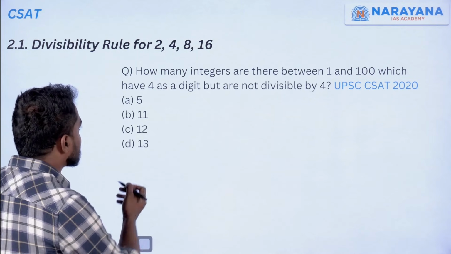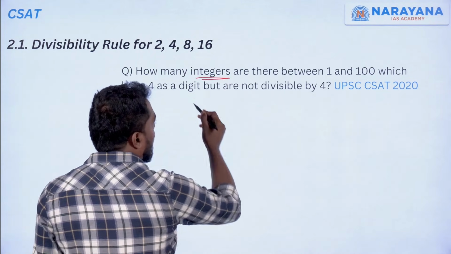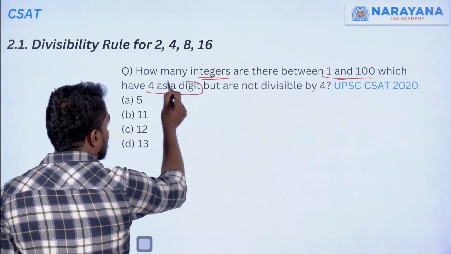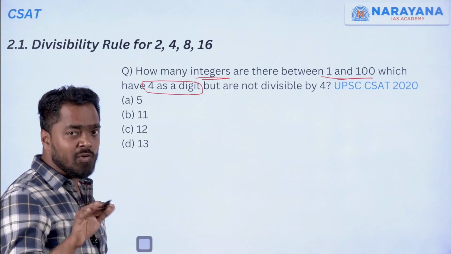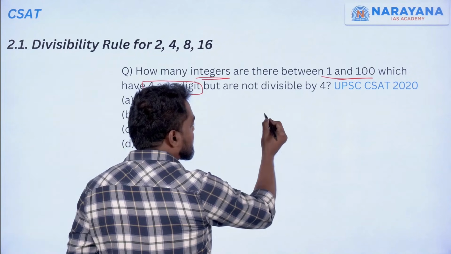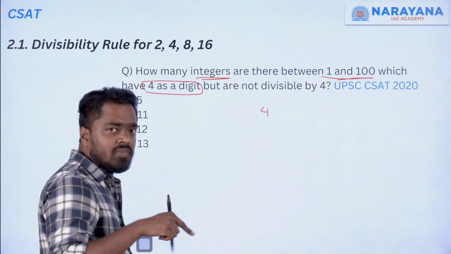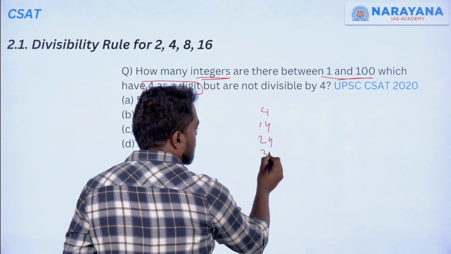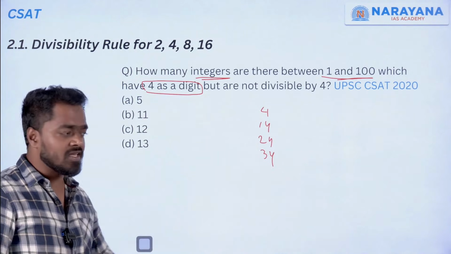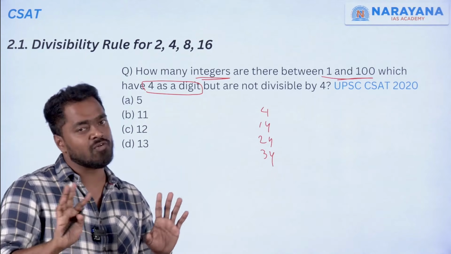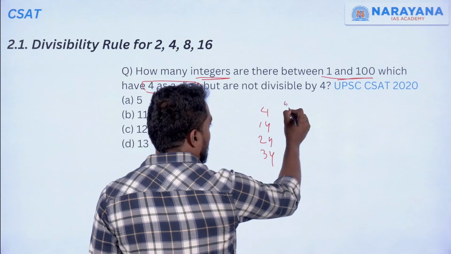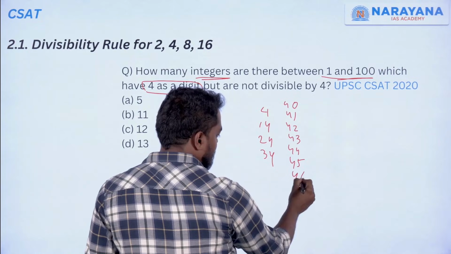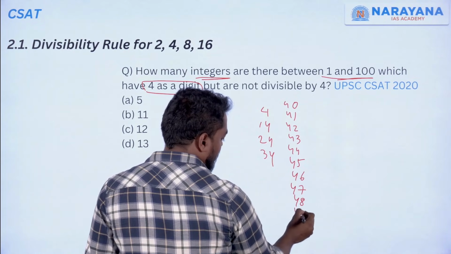Okay, let's try to solve this. How many integers are there between 1 to 100 which have 4 as a digit? What are the numbers that have 4 as a digit between 1 to 100? If you take single digits, that is 4. If you take 2-digit numbers, that is 14, 24, 34. But in the series 40 to 49, all have 4 as a digit. So let's write those: 40, 41, 42, 43, 44, 45, 46, 47, 48, 49.